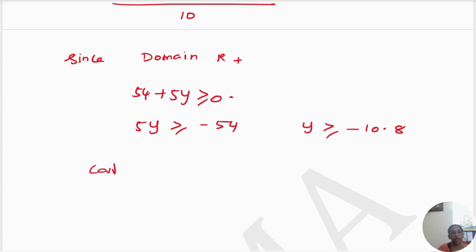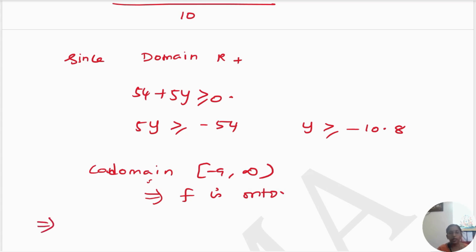So our codomain value was now minus 9 to infinity. So you can say your function is an onto function. So f is onto. So both the conditions are getting satisfied, 1 to 1 as well as onto. So our function is a bijective function.